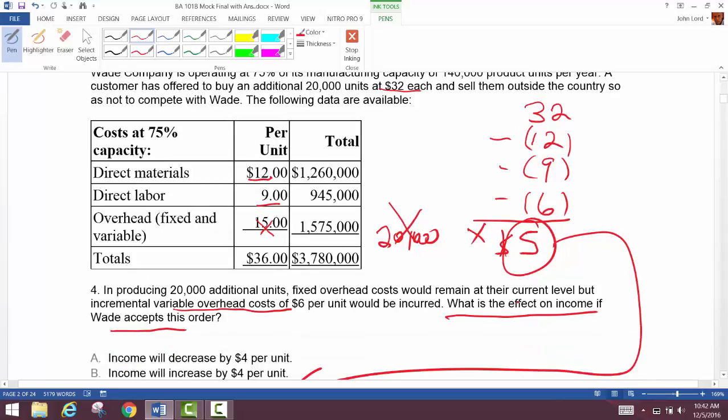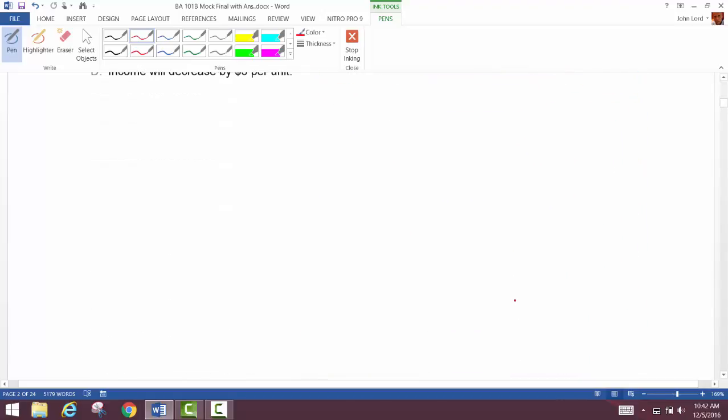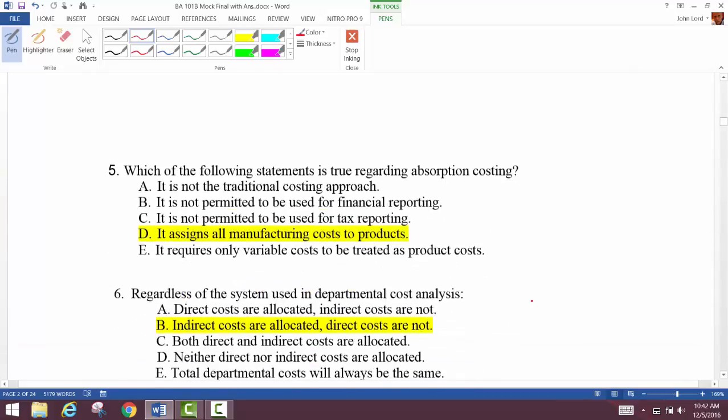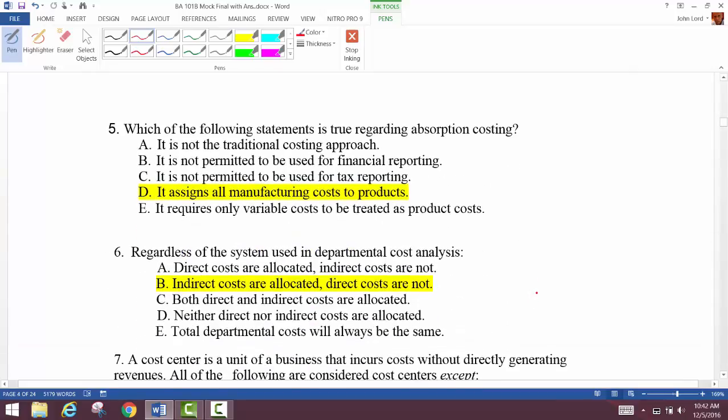Okay, good. Let's go ahead then and look at number 5. I don't know why it had to go all the way to a next page, but I fight with those things constantly with these test banks. But let's take a look at number 5. Which of the following statements is true regarding absorption costing?